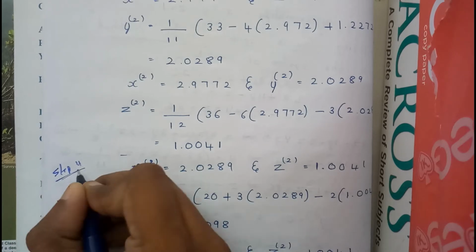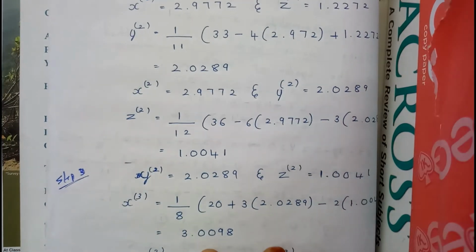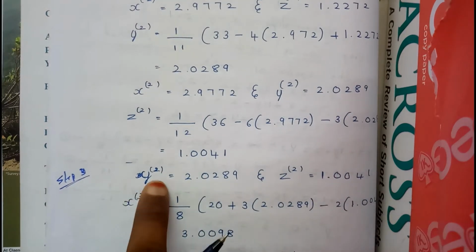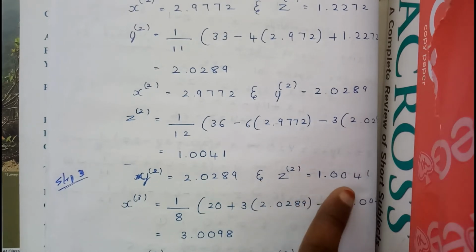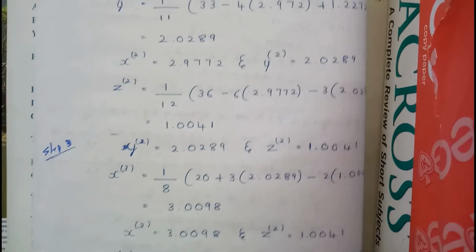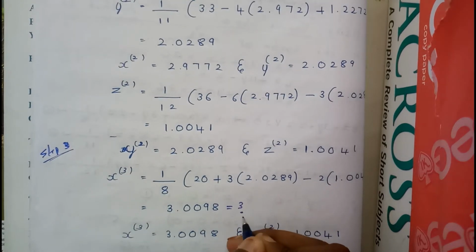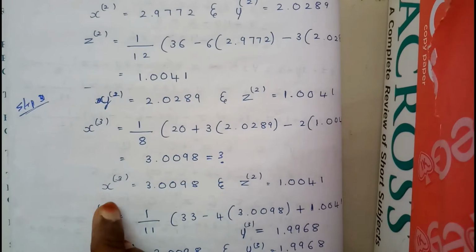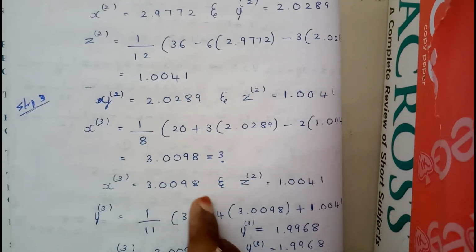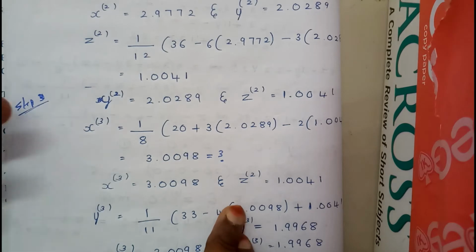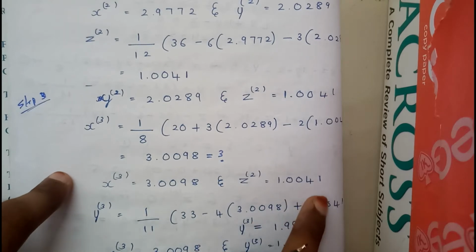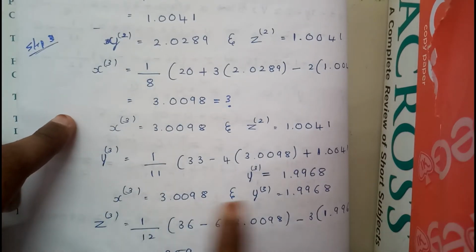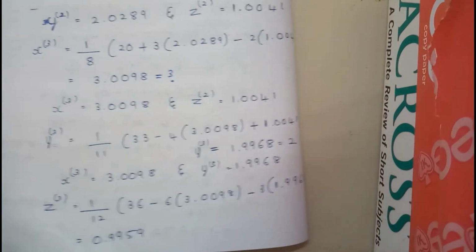Now we are further moving on to step 3. Fine. In step 3 we'll be using the step 2 values: y at step 2 is 2.0289 and z at step 2 is 1.0041. So we'll be using them and we got 3.0098, which is approximately equal to 3. Further moving on, at x3 we got 3.0098, and for z2, as there is no step 3 value, we are using the step 2 value only, that is 1.0041. We substitute the value and we get y of 3 equal to 1.9968, which is approximately equal to 2.